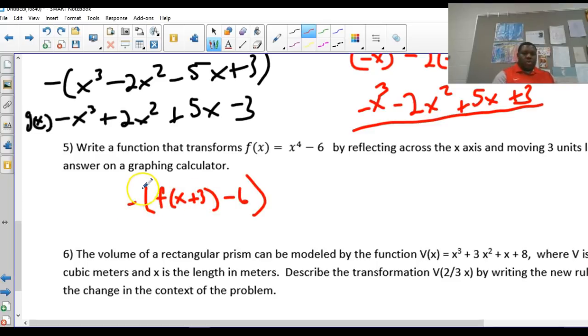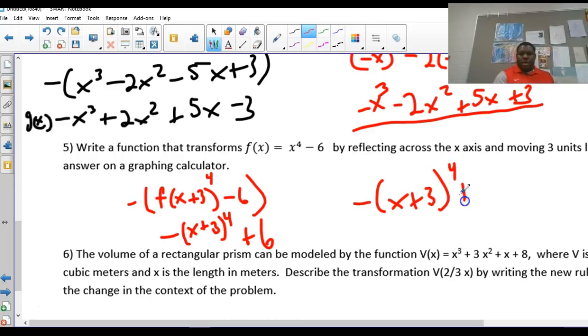So distribute your negative to the function to get the negative x plus 3. Oh, I forgot the fourth right here. x plus 3 to the fourth, and then you have to go plus 6. So there you go: negative x plus 3 to the fourth plus 6. That's your new function.